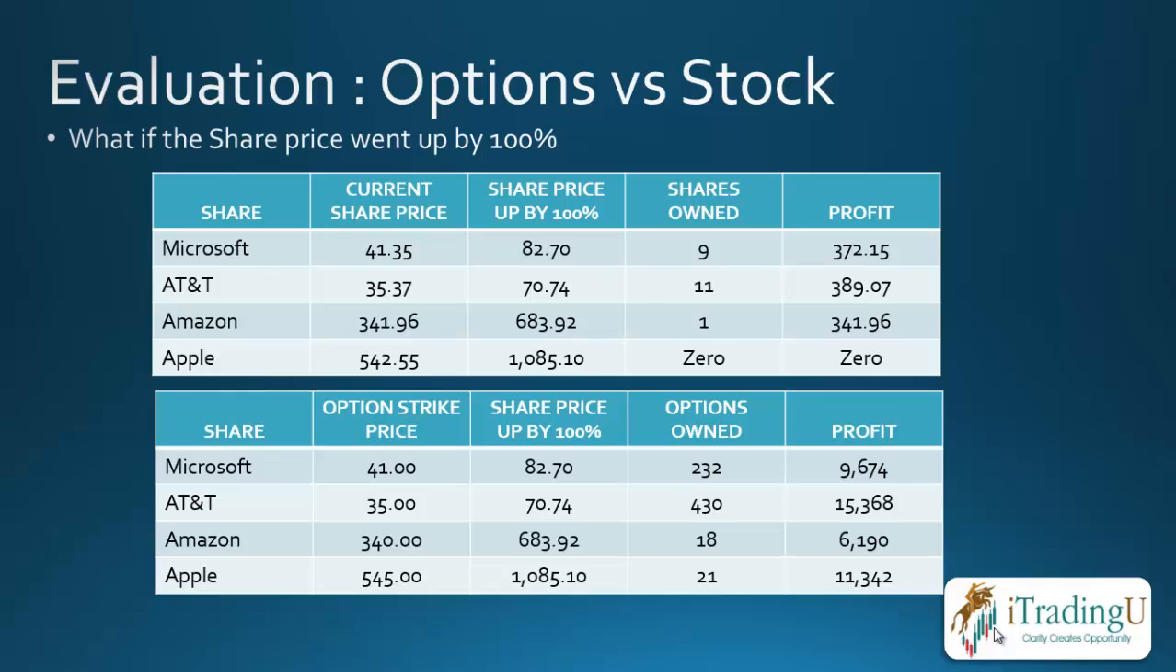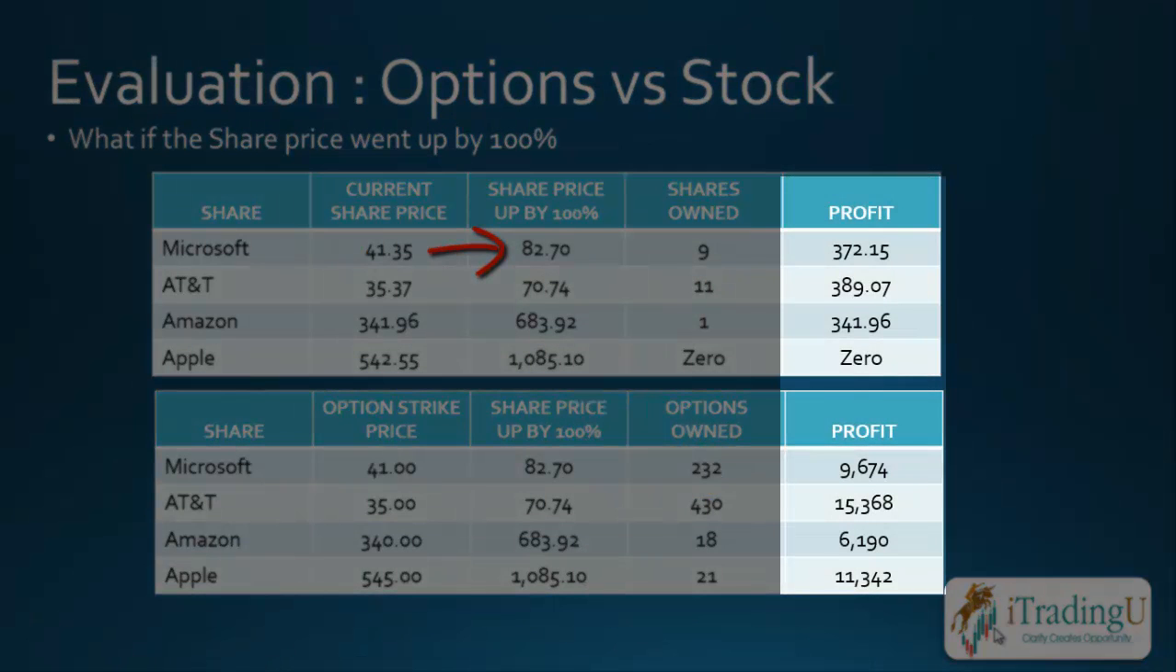I'm using extreme examples here. I'm saying, what if the stock price screams up by 100%, just to see how the dynamics work. The top graph shows the actual stocks. So you can see the stock price for Microsoft goes from $41.35 to $82.70. You own 9 shares, so your profit is $372. On that same movement from $41.35 to $82.70, remember you own a call at $41, which means you can buy the stock at $41 and sell it at $82.70, but you own 232 options. So you can see in your example, instead of making $372, you make $9,674.